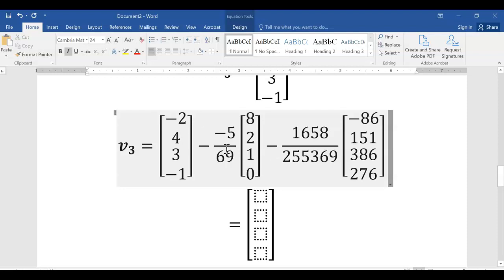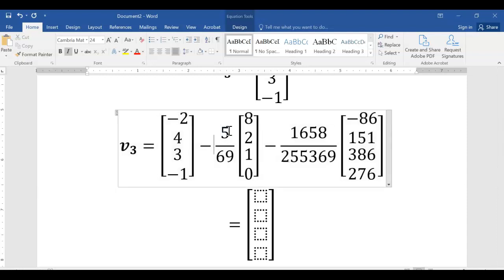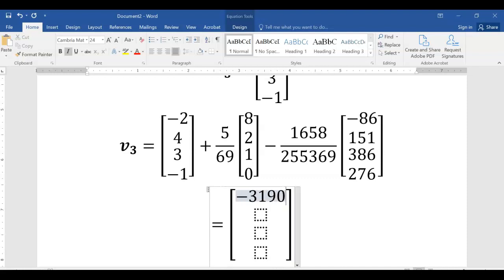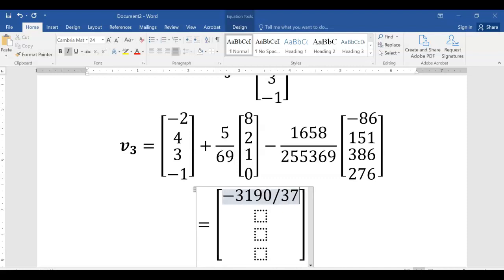We can put all these things into our calculator. So -2 minus -5/69, I'm just going to call that plus 5/69 times this vector, minus 1658 over 255,369 times this vector. What I ended up with, and then I converted to fractions, was a -3190 over 3701.